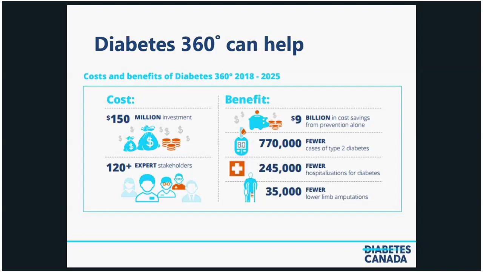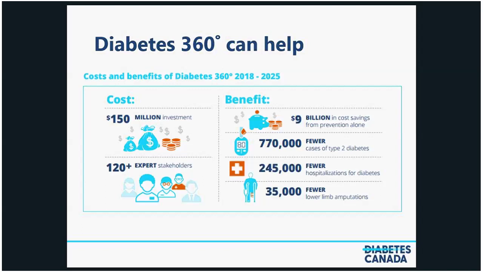So that's what we're proposing for Diabetes 360. We think it'll cost $150 million. It should take about 7 years, and then we want the partnership to sunset itself, having implemented these programs into the provincial and regional healthcare systems and into the private sector to the greatest extent possible.